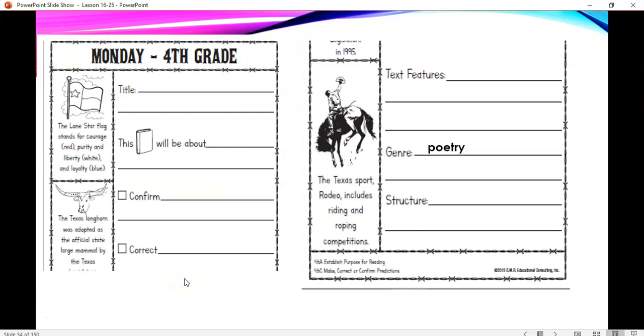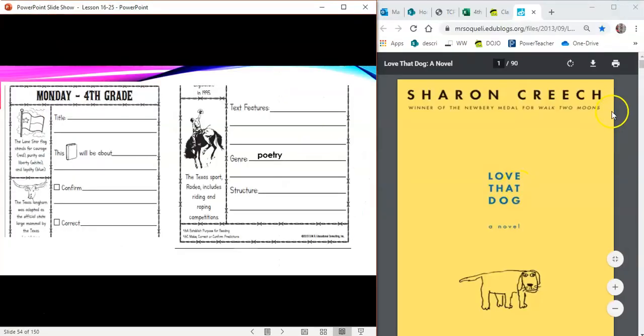All right, let's go ahead and move on. Make sure you have this one in front of you. So all you have to do is flip it. Now let's look at the book. It should look like this. Love That Dog. First of all, boys and girls, what is the title of this?